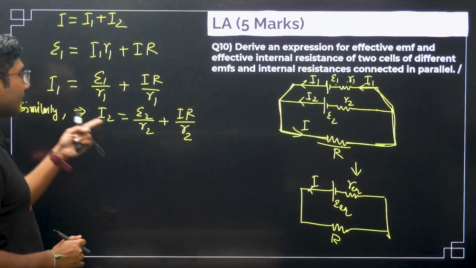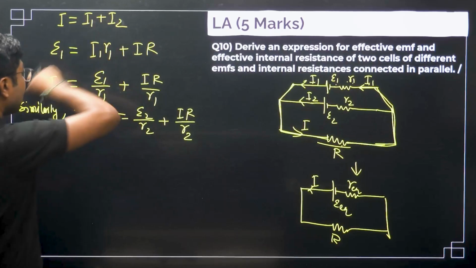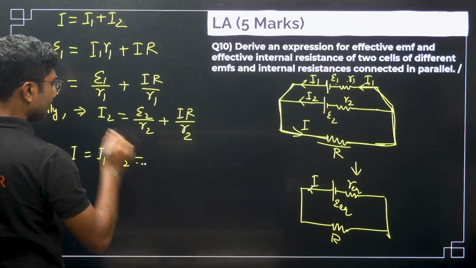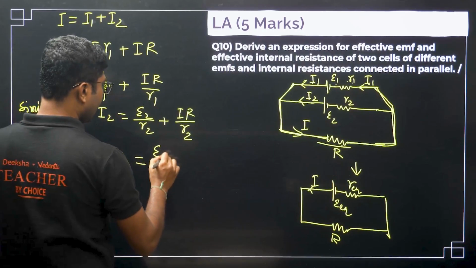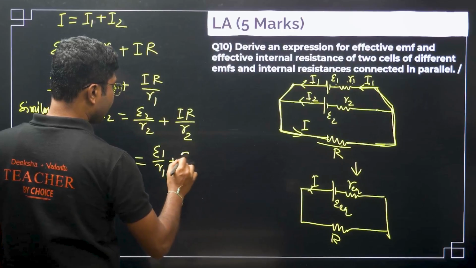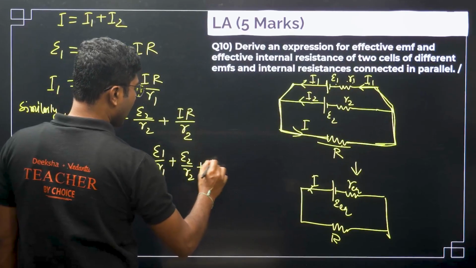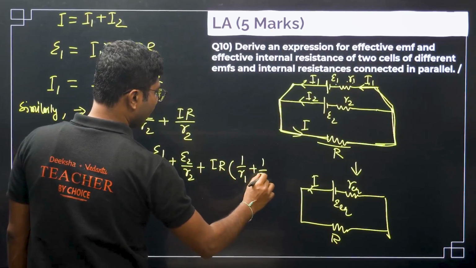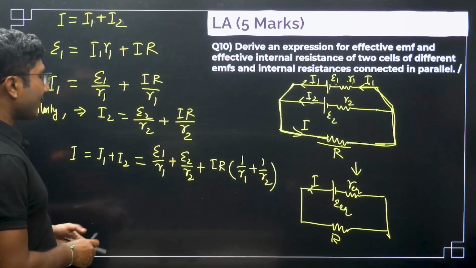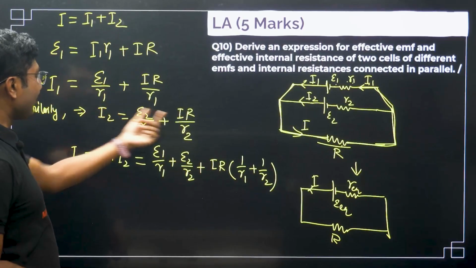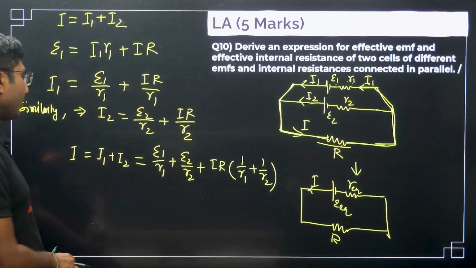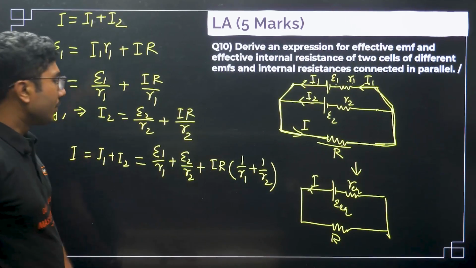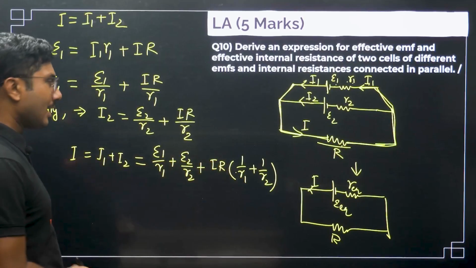Now I1 we have calculated, I2 we have calculated. Now we will apply this law, that I equals I1 plus I2, that is epsilon 1 by R1 plus epsilon 2 by R2 plus IR into 1 by R1 plus 1 by R2. Very interesting, isn't it? So what we have done is written this equation and taken this IR part separately. Now we are going to divide both sides by 1 by R1 plus 1 by R2.